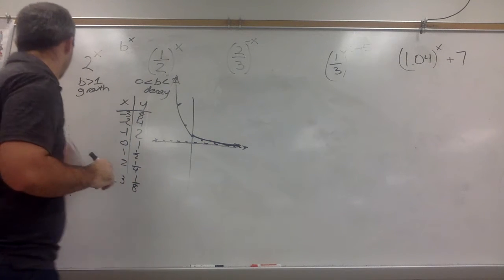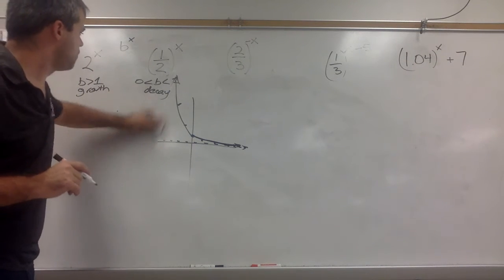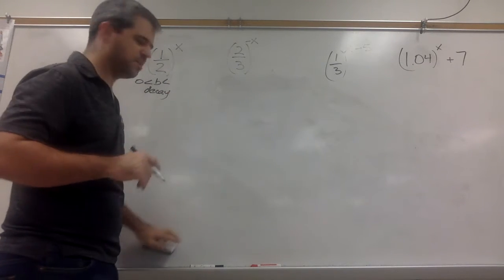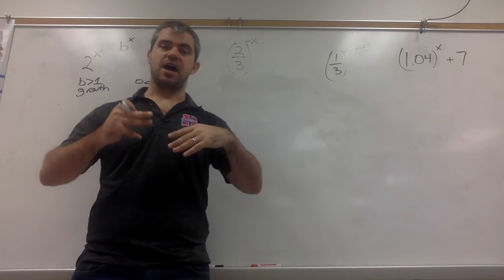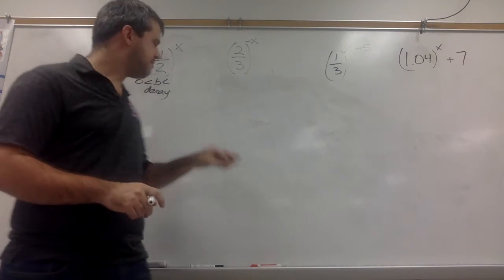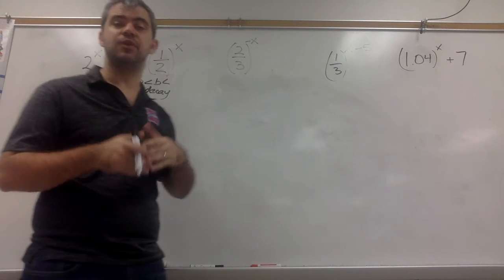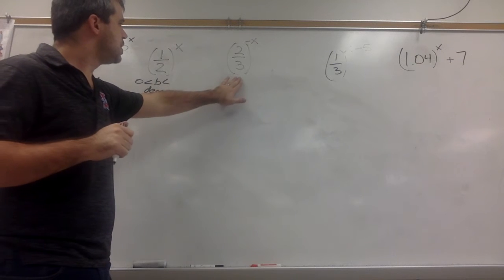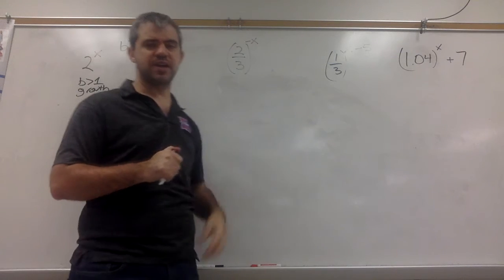All right. Now, I'm not going to do any more tables here. We're just going to focus on whether something is exponential growth or exponential decay. We're going to focus on if that 0, 1 point is there. We're going to focus on where our asymptote is. So, 2/3 to the negative x.